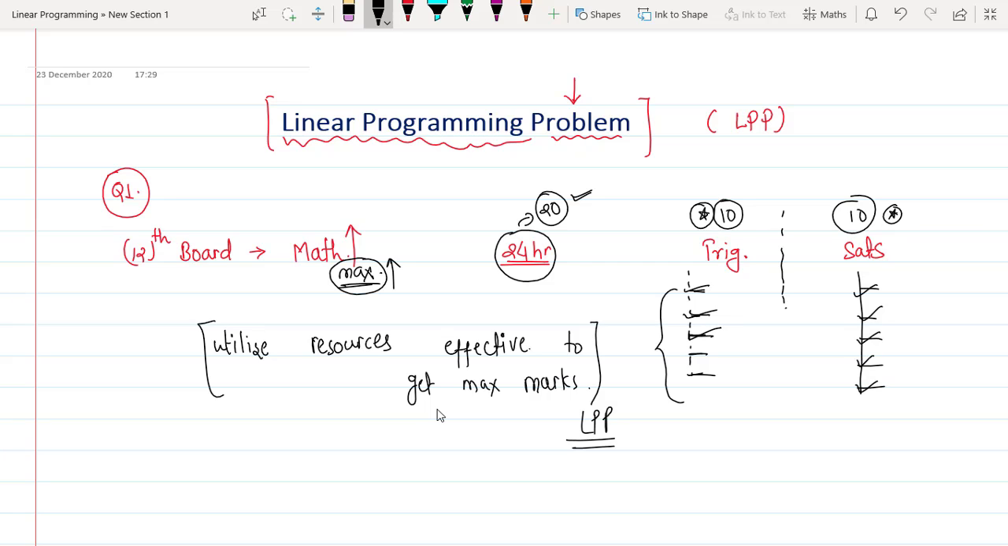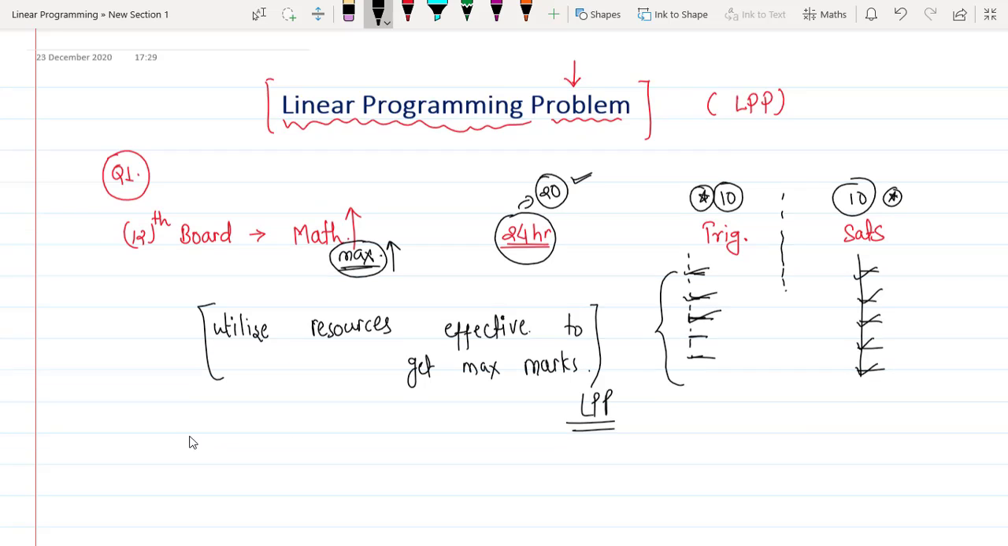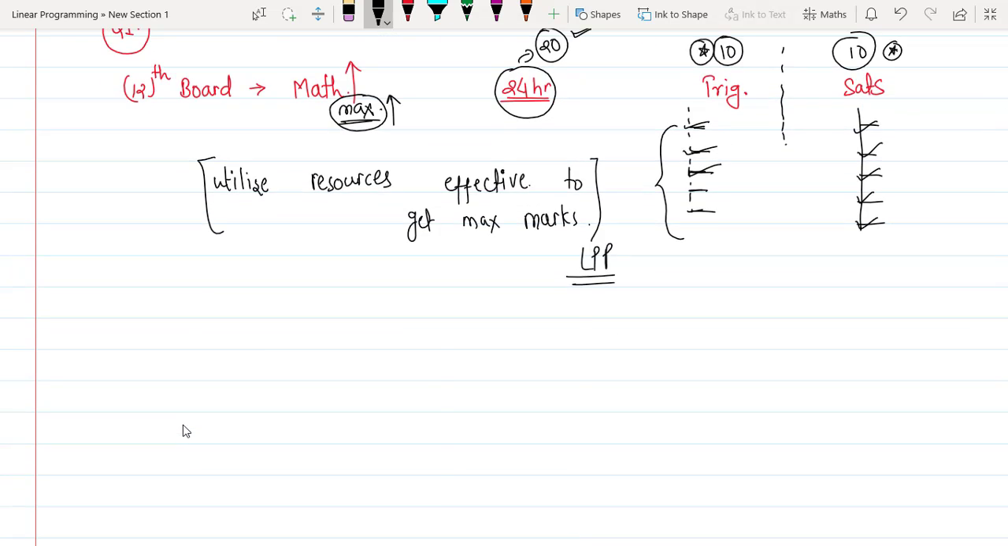That's why I told you that we use it in day-to-day life. Let's take one another example with which you will understand it in more detail. Suppose you get 5,000 rupees as pocket money every month.